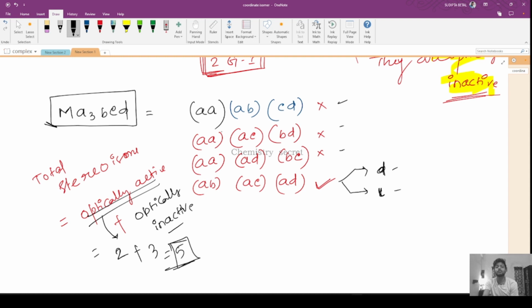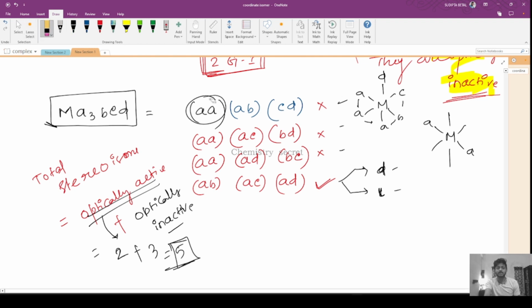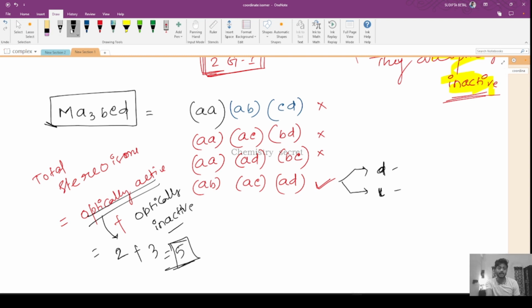Okay, so if you draw the structure, you have to follow this possible rearrangement and place the atoms consecutively, with the same rhythm: AA, AB, CD, AA, AC, BD. But if you want to place the ligands diagonally, you can also place them diagonally, but you have to follow the same rhythm for all four isomers. To draw the structure, you can't change the rhythm. Once you change the rhythm, the isomer will be the same as another isomer.